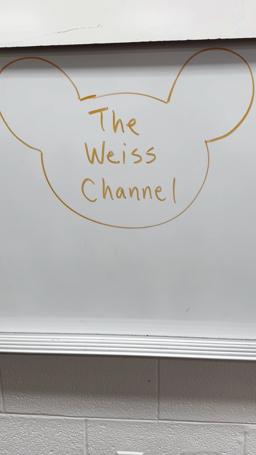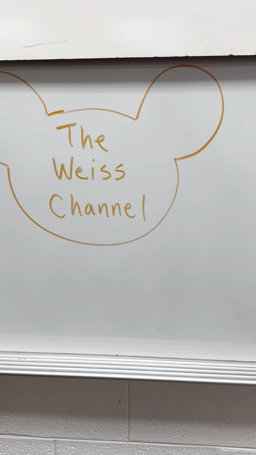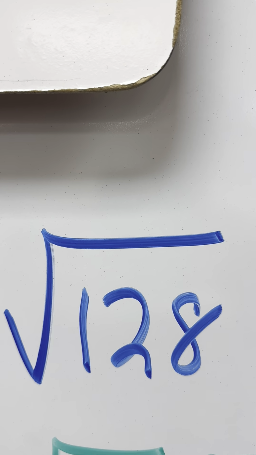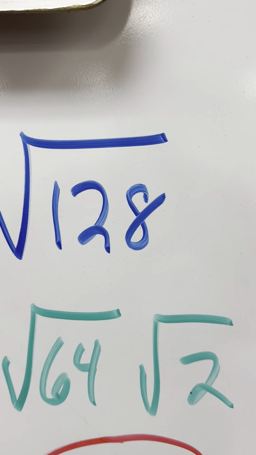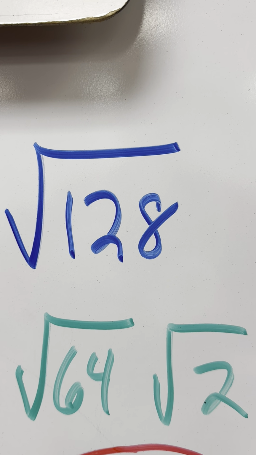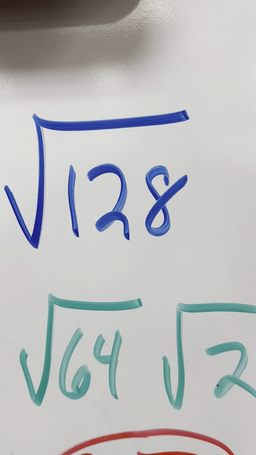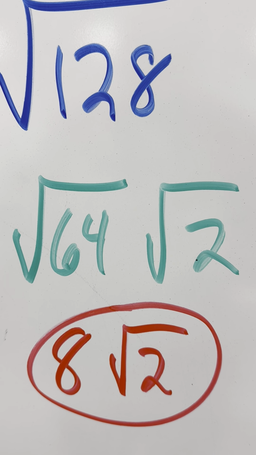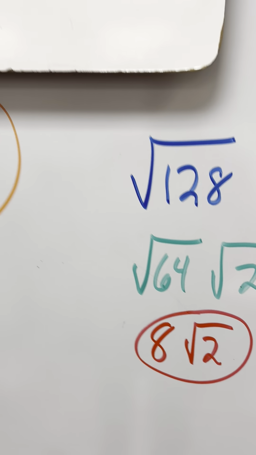So, last week we did square roots and simplifying square roots. For example, square root of 128. What perfect square goes into 128? Well, 64 goes into 128. 64 times 2 is 128. So the square root of 128 is equal to the square root of 64 times the square root of 2. The square root of 64 is 8. So your answer would be 8 square root of 2. That's for square roots, but today we're going to do cube roots.